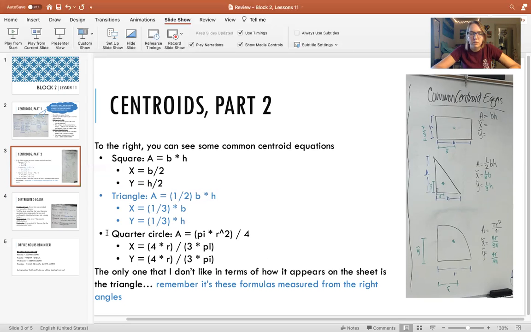The semicircle one, or the quarter circle, I'm sorry, is the exact same as it's written on the equation sheet. I just put it on the board because that was used in that problem. So the only one that I would consider outside of the equation sheet is this scenario here. The formulas are still written on the equation sheet. It's just a matter of knowing that you measure it from the right angle.